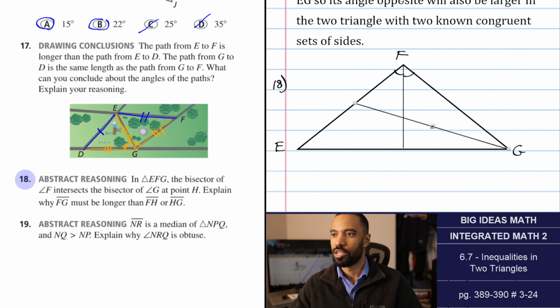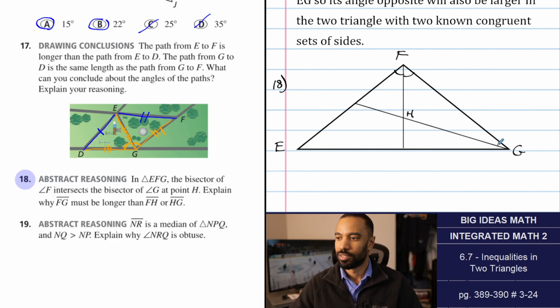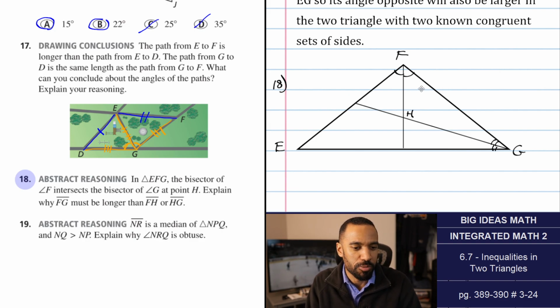At point H. So H is an incenter, y'all. Angle bisectors are concurrent at the incenter. We'll talk more about that if they want us to do something with it. Let's see what they want us to do. Explain why FG must be longer than FH or HG. Where is FG?